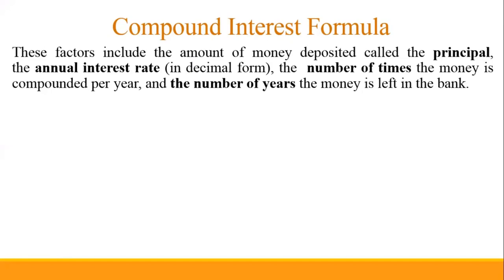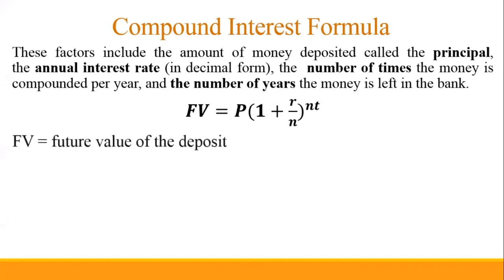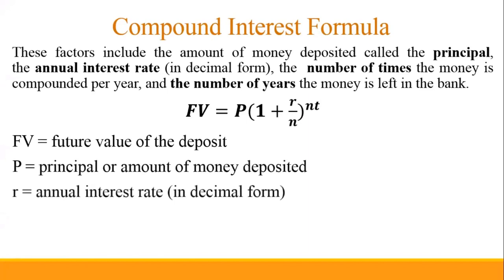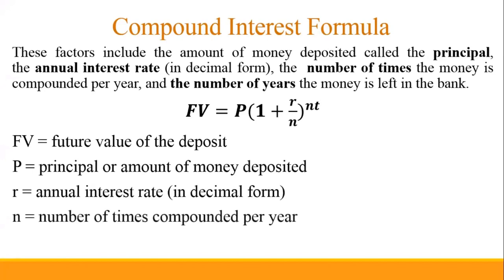These factors lead to the formula FV equals P times the quantity of 1 plus the ratio of r over n, raised to nt. Where FV is our future value of the deposit, P is the principal or amount of money deposited, r is the annual interest rate, which should be in decimal form, n is the number of times compounded per year, and t is the time in years.